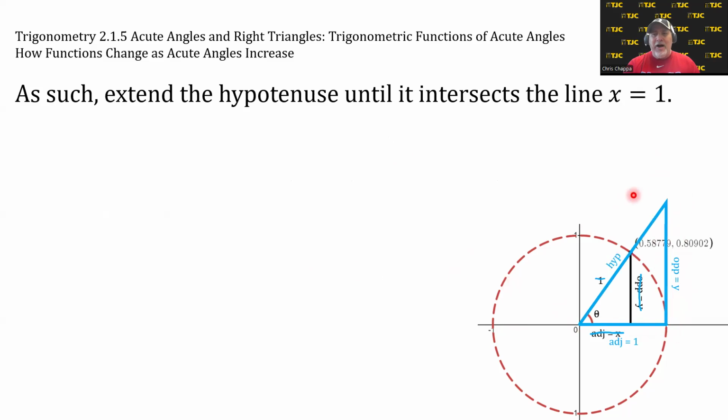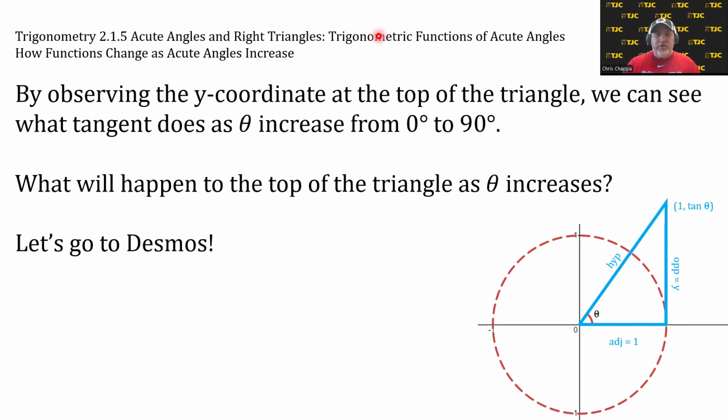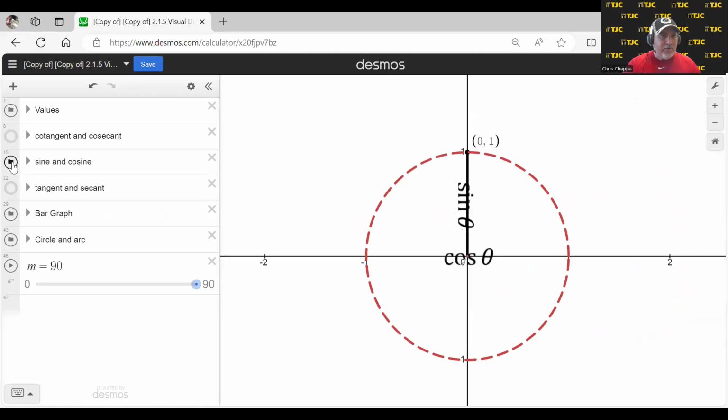So we extend the hypotenuse to meet the line x equals 1. And in this setup, the tangent of this angle is y over 1, which would just be the y-coordinate. So by observing the y-coordinate at the top of the triangle, we can see what tangent does as theta increases from 0 to 90 degrees. So let's go to Desmos and look at it. Turn off sine and cosine. We'll turn on tangent and secant. Spoiler alert.